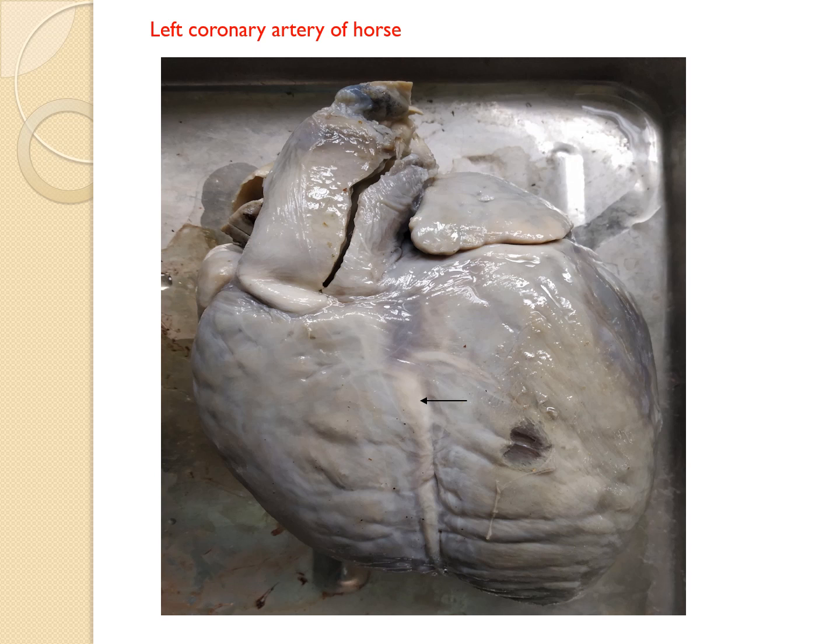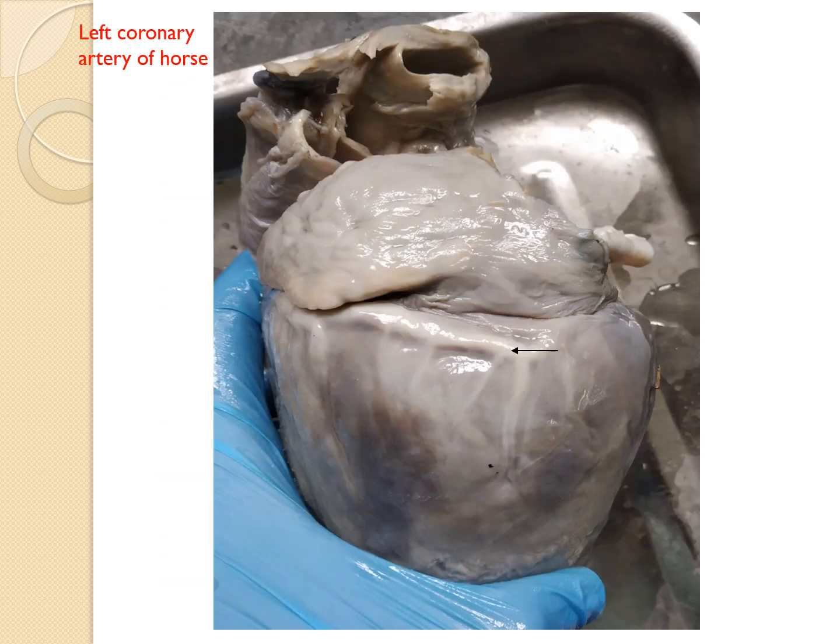Here in this diagram you can see this is the pulmonary artery, this is the left longitudinal groove, and this is the left coronary artery. This left coronary artery runs in the left longitudinal groove, and this is the circumflex branch of the left coronary artery that remains in the coronary groove in the horse.